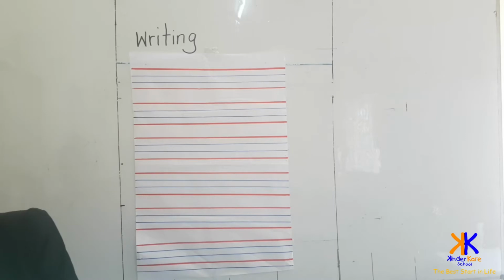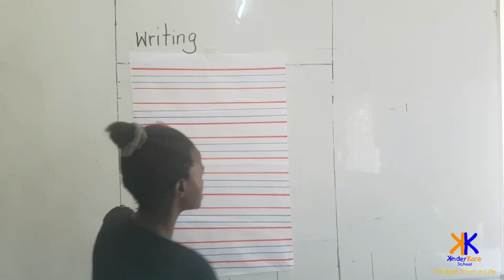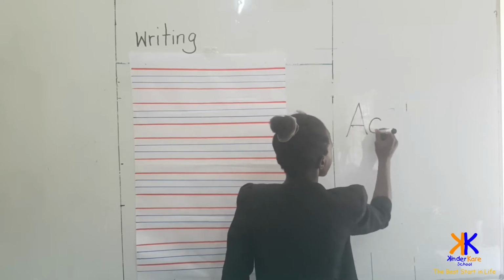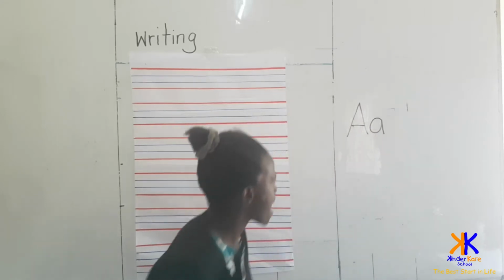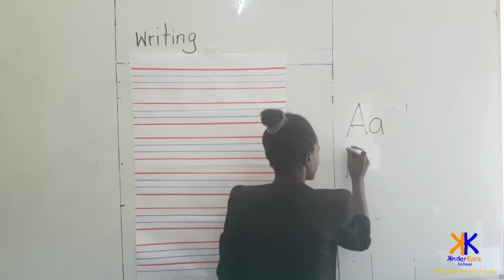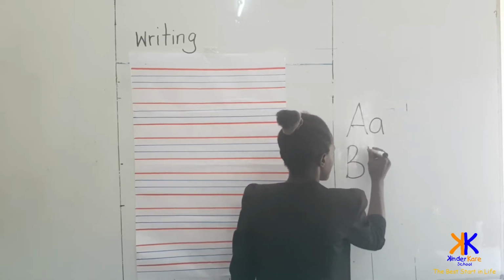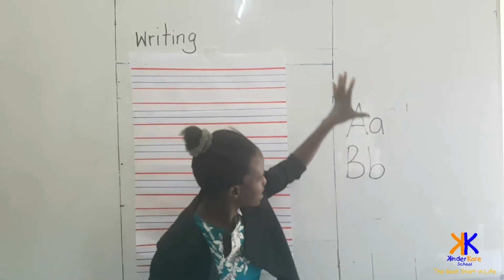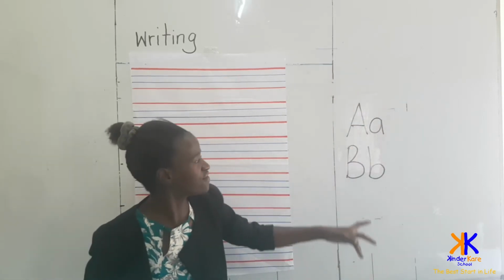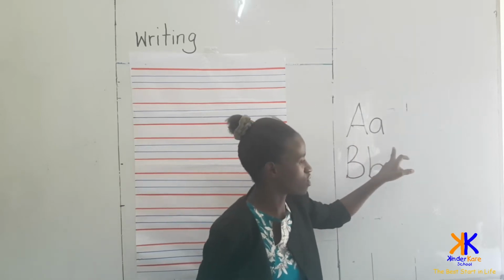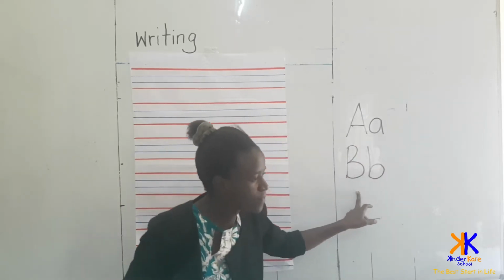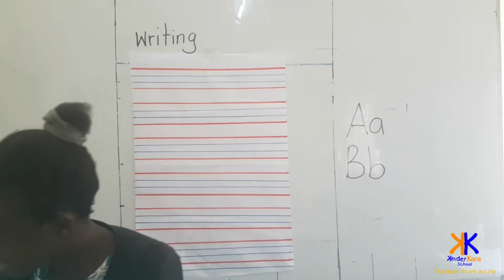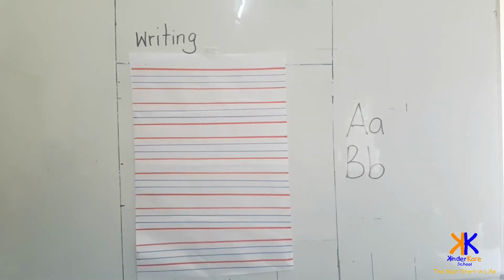So today we have our special letters. Who can tell them? Say them out. Capital A and small A. Which other letter? Capital B and small B. So these are our letters for today. We have capital A and small A, capital B and small B. So today we are going to learn how to write those particular letters.